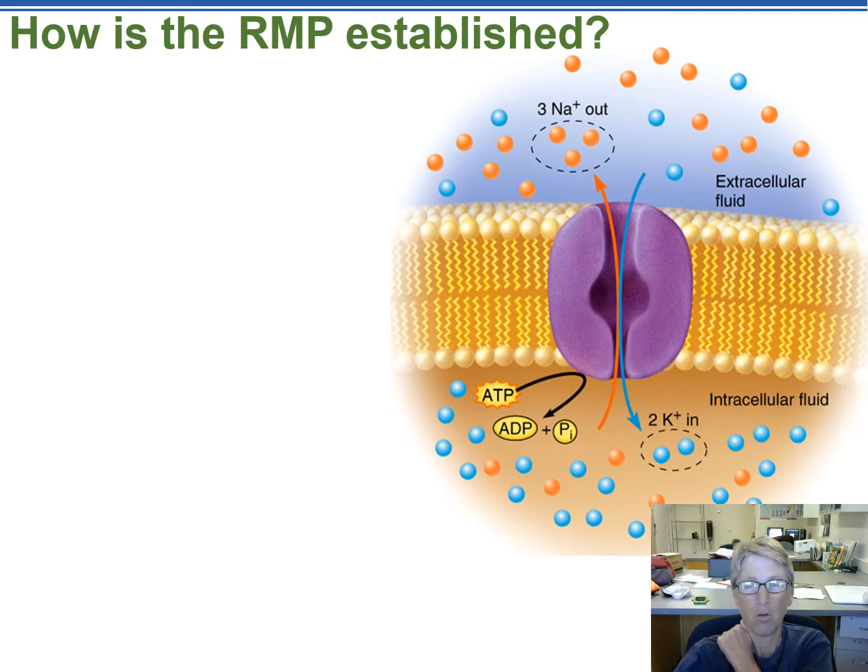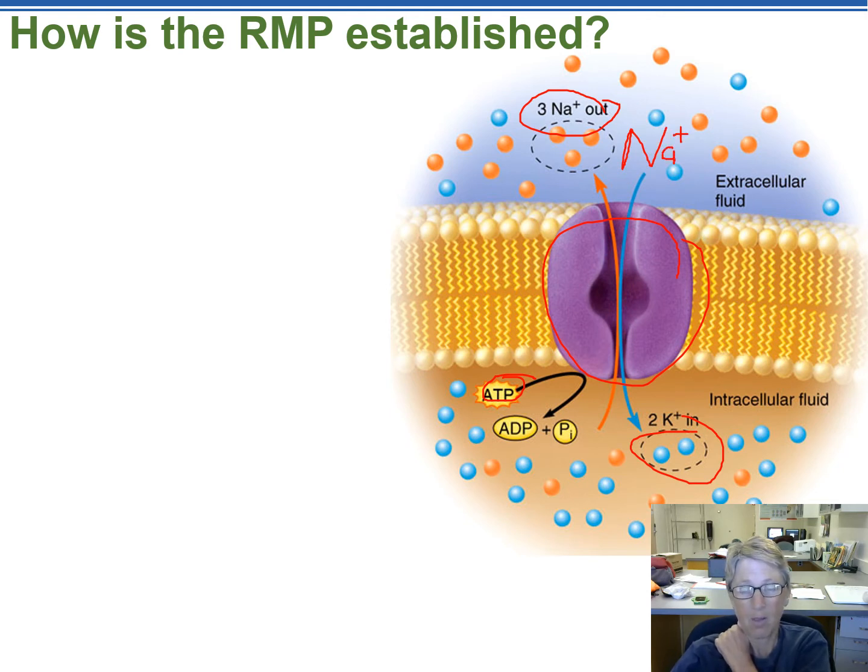This is just another cartoon of the sodium-potassium ATPase, this big purple thing. For every ATP that connects with the sodium-potassium ATPase, you pump 3 sodium out against its concentration gradient, and you pump 2 potassium in against its concentration gradient. What I mean by that is that sodium has a large concentration outside of the cell, and a small concentration inside the cell. I'll show that by making big and small sodium symbols.